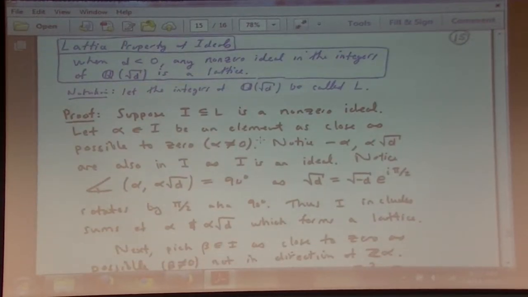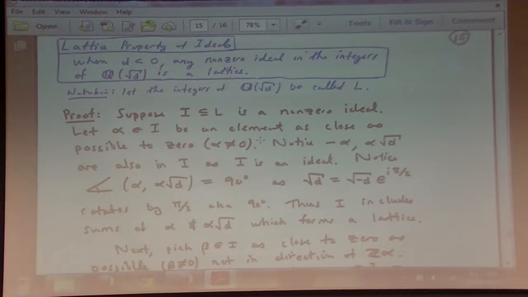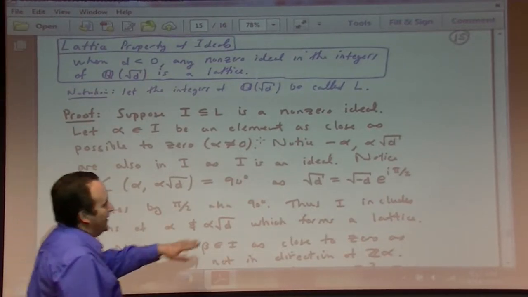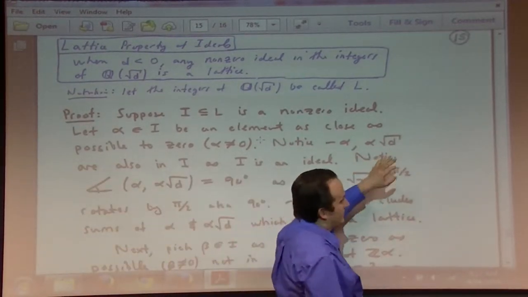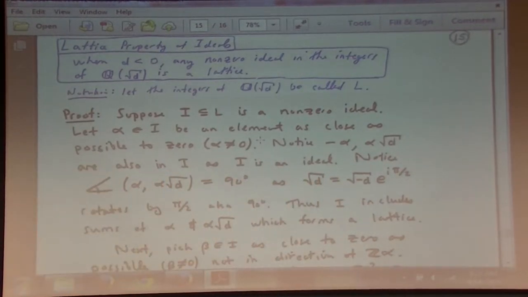When d is less than zero, a non-zero ideal in the integers of Q adjoin square root of d is a lattice. If you have a non-zero ideal, you can take an element alpha which is as close to zero as possible. Since it's an ideal, minus alpha and alpha times the square root of d are also in there, because it's closed under multiplication by the integers in the quadratic field, which always include minus one and the square root of d.